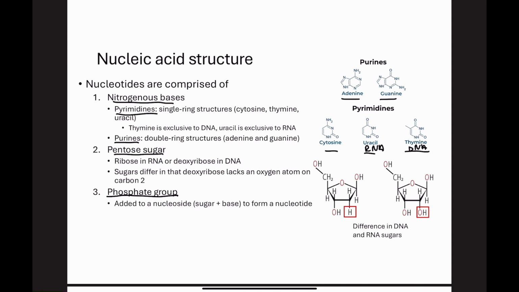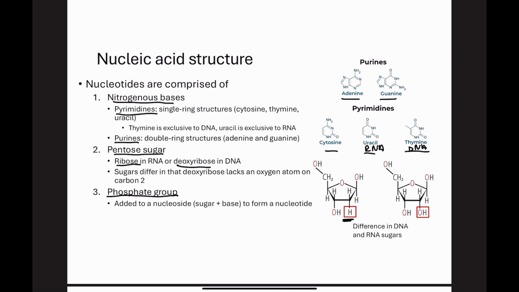As for the pentose sugar, in RNA we have ribose, and in DNA we have deoxyribose. The way that these sugars differ is that deoxyribose is not going to have an oxygen on its second carbon, that is, the oxygen atom on carbon 2.